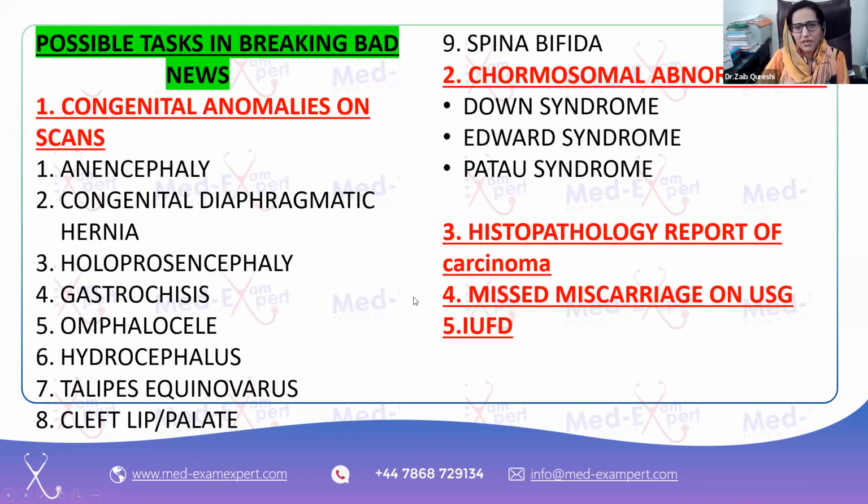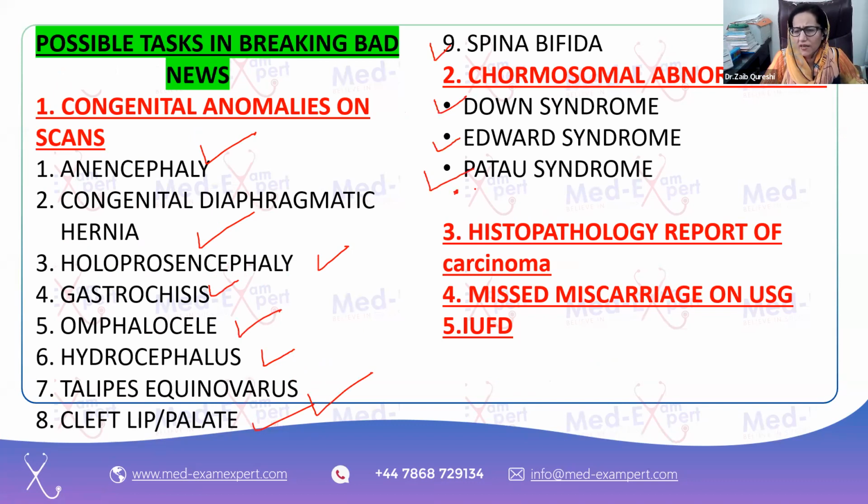So what are the possible tasks in breaking bad news, what exactly could they be? Most of the time, it can be congenital anomalies on the scans: anencephaly, congenital diaphragmatic hernia, holoprosencephaly, gastroschisis, omphalocele, hydrocephalus, talipes, cleft lip, cleft palate, spina bifida. Chromosomal abnormalities such as Down syndrome, Edwards syndrome, Patau syndrome, and you can even add increased nuchal thickness as well, because this alone can come as part of some chromosomal abnormalities. Then there can be a histopathological report of carcinoma, then it can be a miscarriage on the scan, then it can be the IUFD, a very tricky one, isn't it?